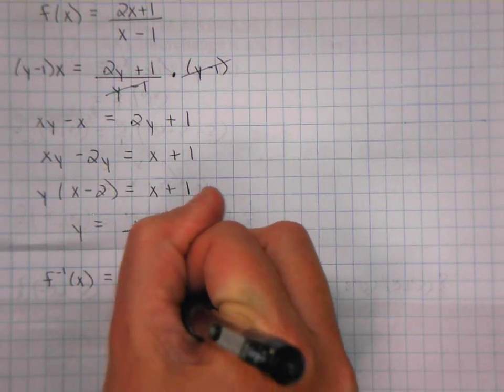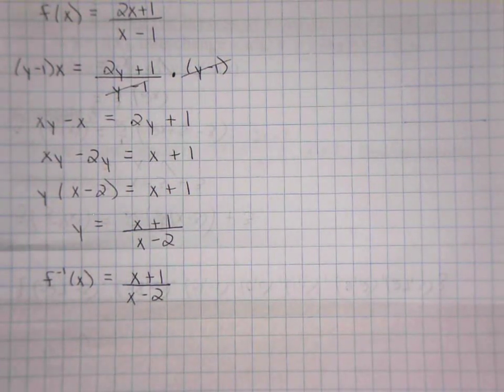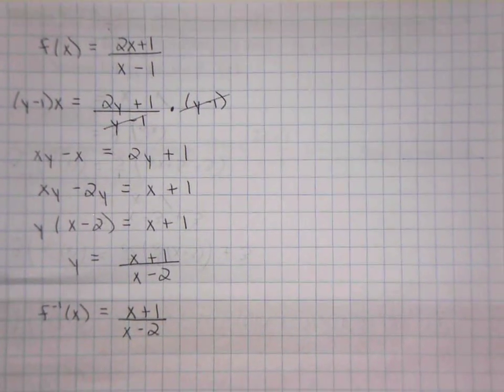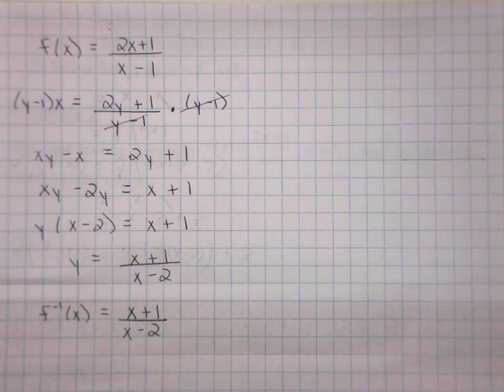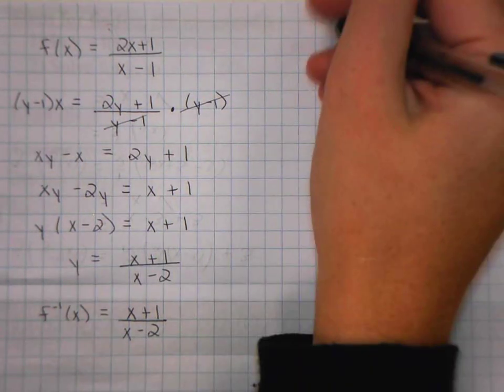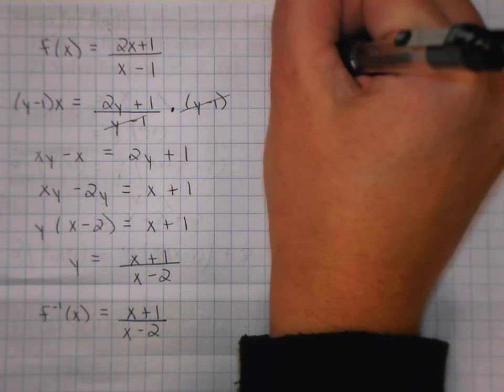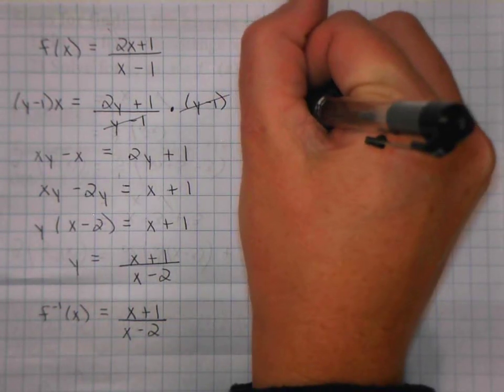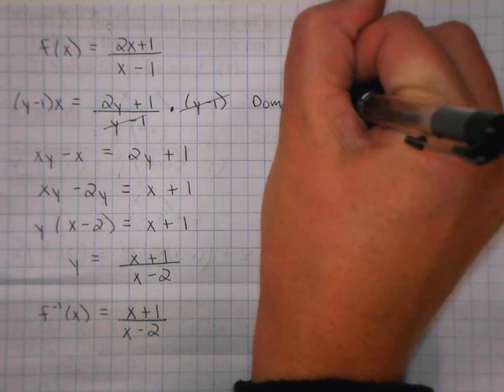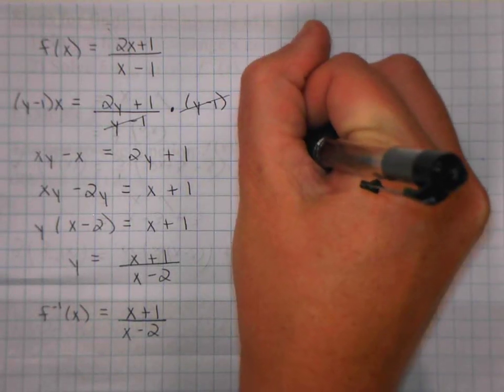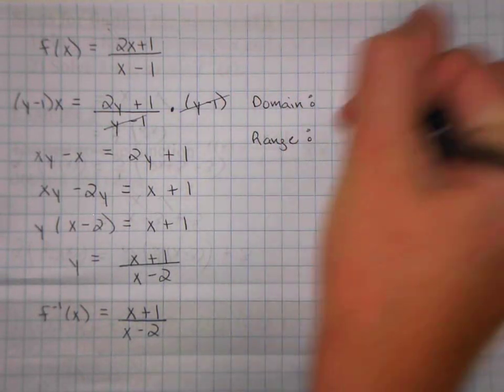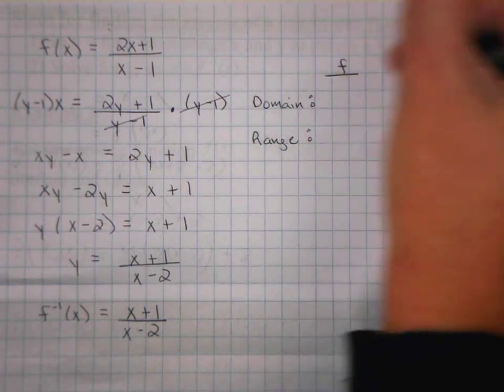Last thing we have to do is to find domain and range, and the easiest way to do this is to really just find the domain of f and the domain of the inverse, because they're connected to the range of each one. So what I like to do is kind of set it up like this. I have domain and range for f and for f inverse.